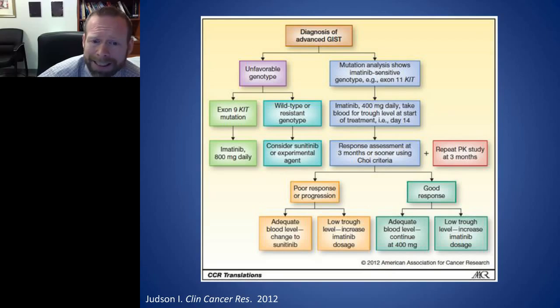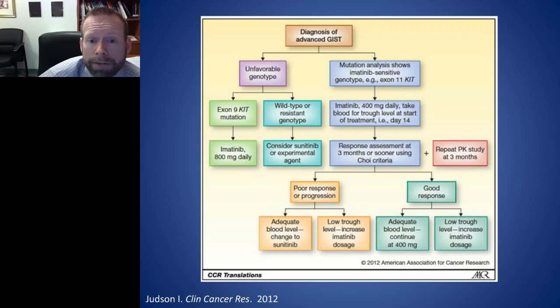the exon 9 molecular test, we're not going to mess with the pharmacokinetic testing. We're going to go to the absolute maximum dose, which is 800 milligrams daily. Now, if you have an unfavorable genotype, but it's wild type or resistant genotype, and you have to go in a different direction, then perhaps they would go with a different tyrosine kinase inhibitor. So again, it doesn't help you with the dose. It tells you to select a different therapy.